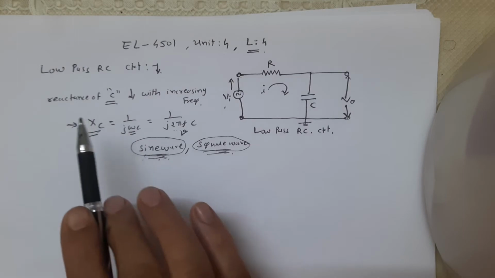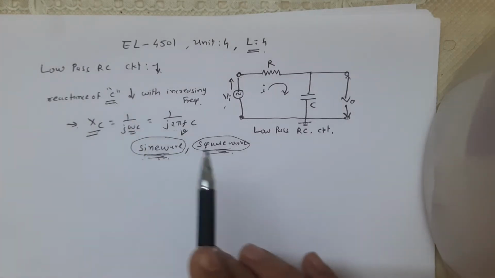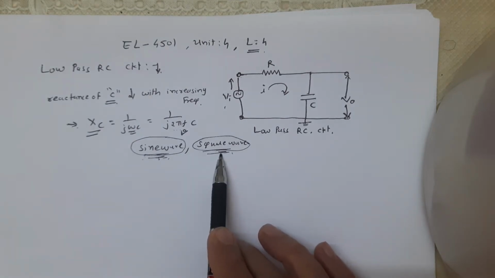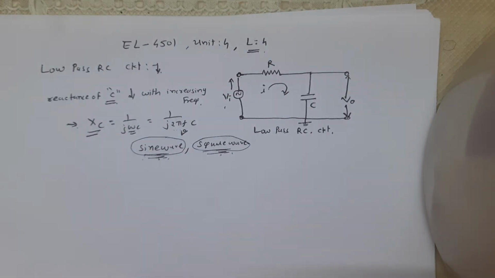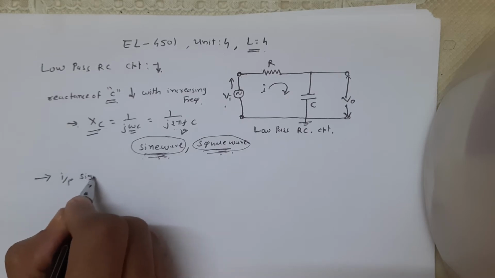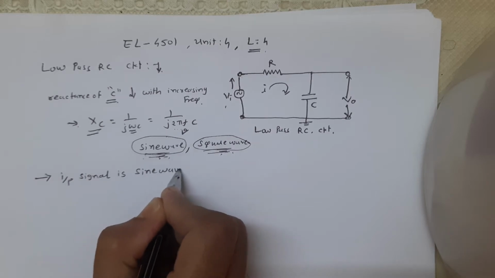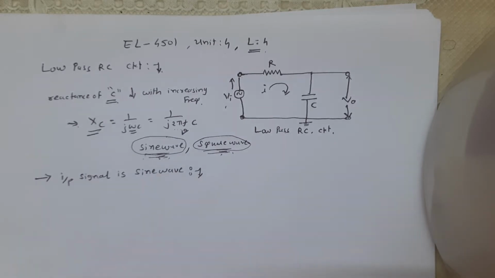Same thing here in the low pass filter. When we apply a sine wave, what happens? When we apply a square wave, what happens at the output? So now we see what happens at the output. What is our input? Input signal. When the input signal is a sine wave, what happens? When we apply a sine wave, we get the final equation with the help of mathematical treatment, as we saw in the last lecture of the high pass filter.